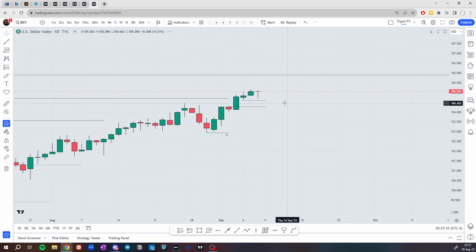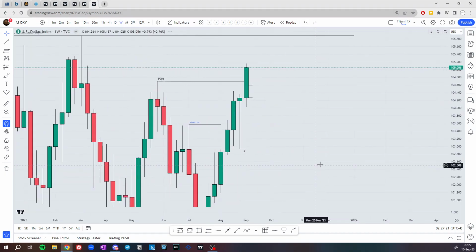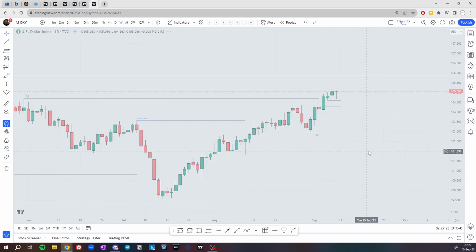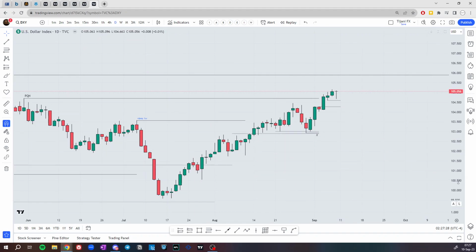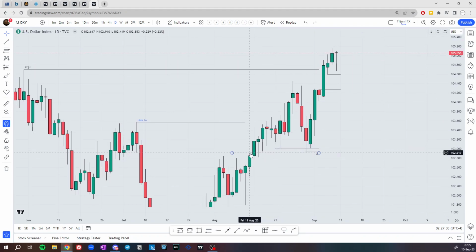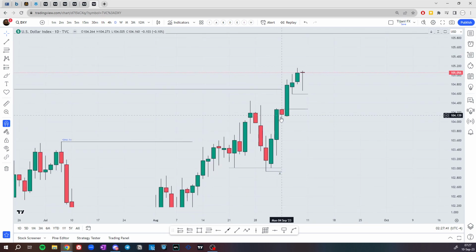On the daily time frame, we see price has dropped lower, filling the weekly fair value gap below this low and this high here, taking the sell side liquidity below this swing low here on the daily time frame. Then price has expanded higher.